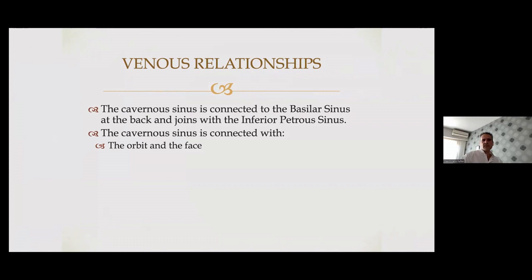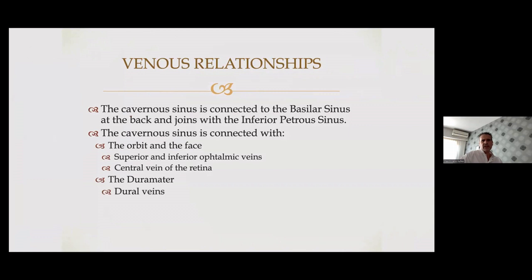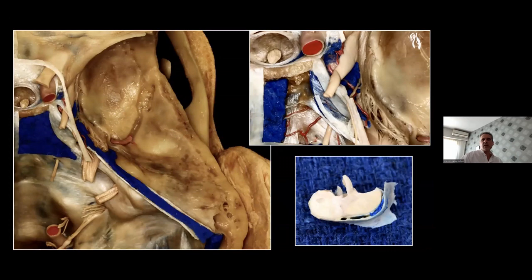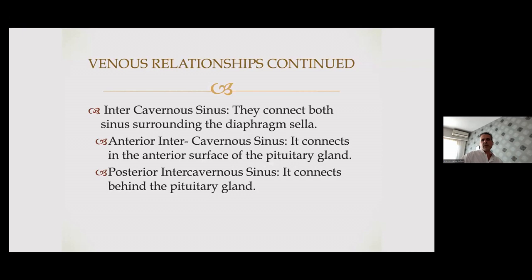The venous relationship is important to know because the cavernous sinus is a venous complex system, and it is connected with the dura mater, the dural veins, the transverse sinus, the superior petrosal sinus, and of course the basilar sinus. Here we see the basilar sinus, the superior petrosal sinus, and the disposition with the anterior portion of the pituitary gland. Of course, here is the anterior view of the gland.